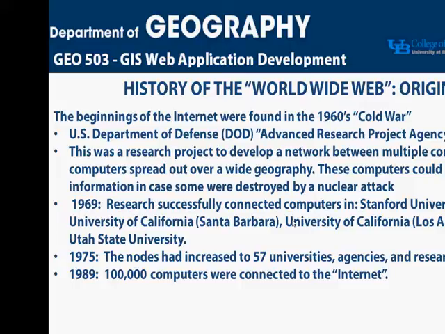In 1969, the universities listed successfully connected their computers, and they're all in California and Utah. But that didn't grow that fast. Even by 1975, there were 57 research institutions, universities, and agencies. It's kind of funny, there's probably 57 machines in this lab connected to the internet if you think about it. By 1989, my first year at UB, there were still only 100,000 computers. That's a lot more than 57, but that's minuscule compared to nowadays.